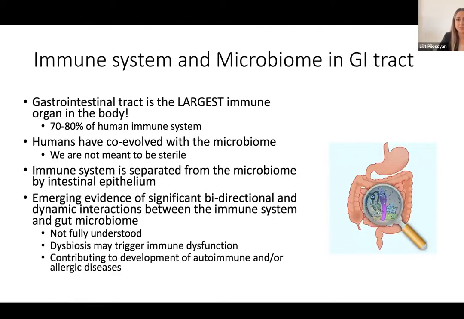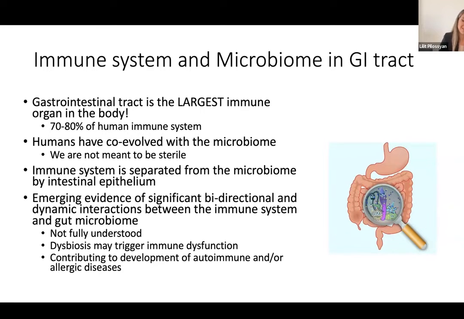Interestingly, our gastrointestinal tract is the largest immune organ in the body. 70 to 80% of the human immune system is within our GI tract, and we humans have co-evolved with the microbiome, meaning that we are not meant to be sterile. In the womb, we are in a sterile environment. However, as soon as we come out of the birth canal, we are exposed to a whole slew of microbes that are our first stimulus to help develop a defense immune system in our body.